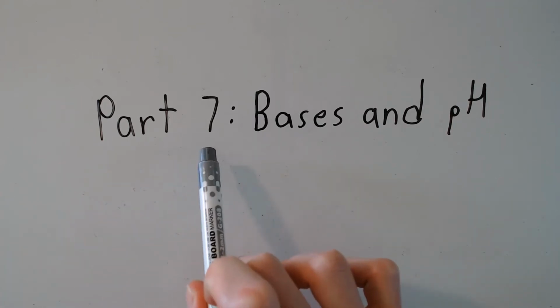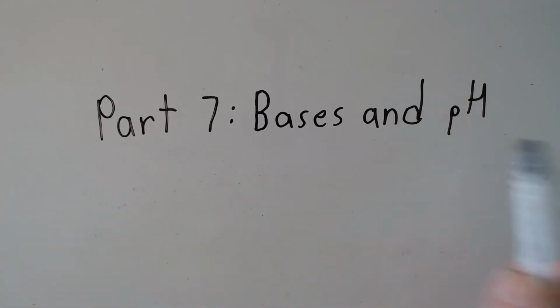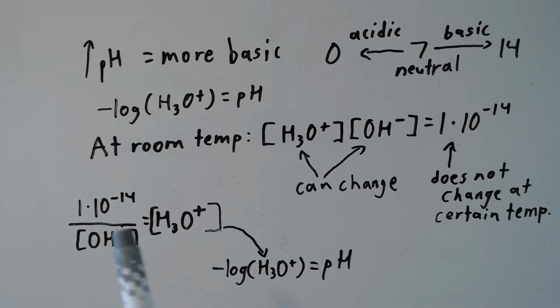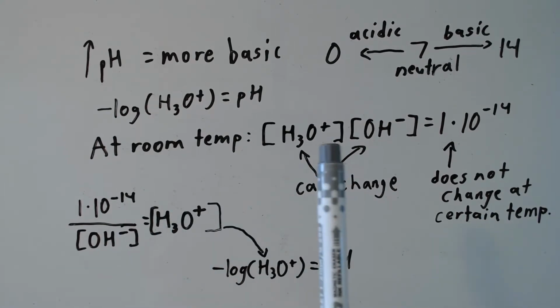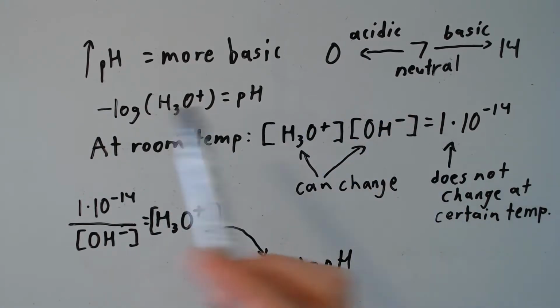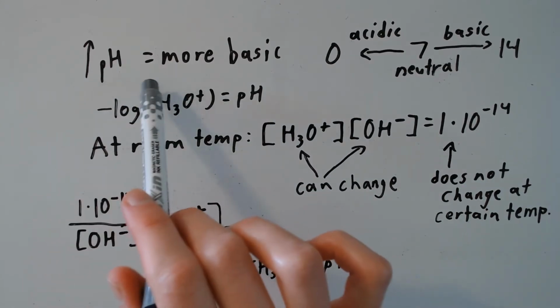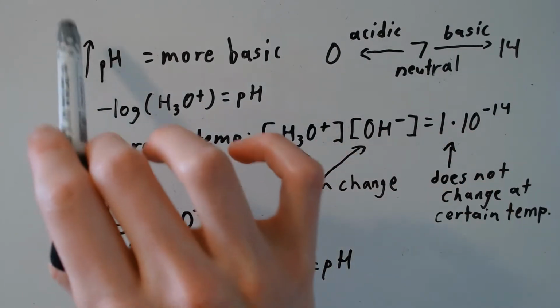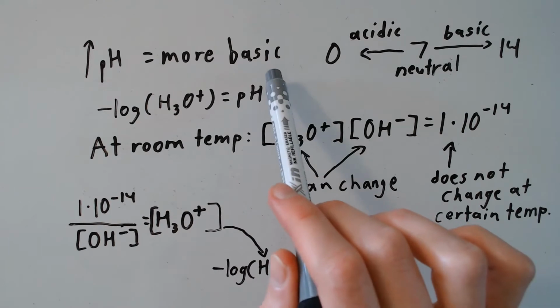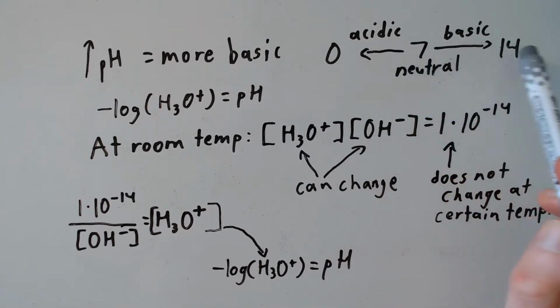Part 7. Bases and pH. So as previously stated, in order to find out how basic a solution is, we typically need to know its pH. The higher the pH, the more basic the solution is. And as you can see, if it's above 7, between 7 and 14, it's basic. Well, 14 is also basic.